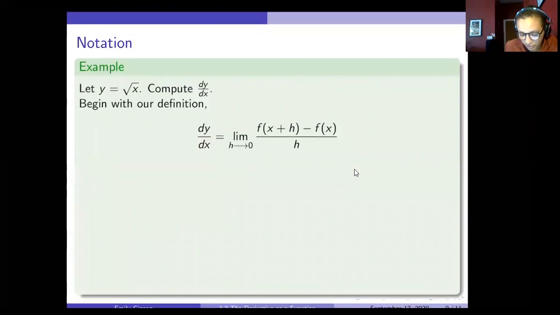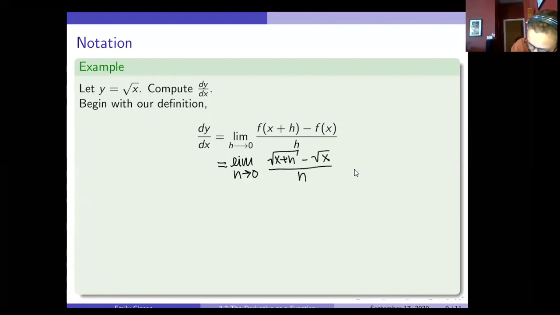We're going to start with our definition. dy dx equals the limit as h approaches 0 of f of x plus h minus f of x all over h. So our first step is going to be to fill in our function f of x and f of x plus h. So square root of x plus h minus f of x, which is just square root of x, all over h. Now when we see a square root, we know exactly what to do. We're going to multiply it by something divided by itself, and that something is going to be square root of x plus h plus square root of x over itself.